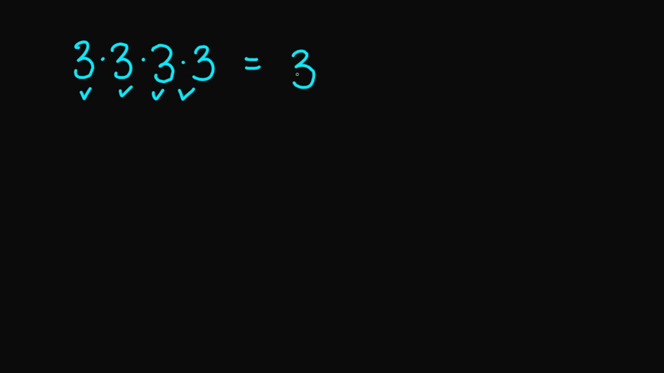So now let's try, what if I gave you 3 times 3 times 3 times 3, and I wanted you to write this expression using exponents? How would I rewrite this expression using exponents? We know that I have 4 3's, so 1, 2, 3, 4. My base we know is 3, and my exponent is 4.